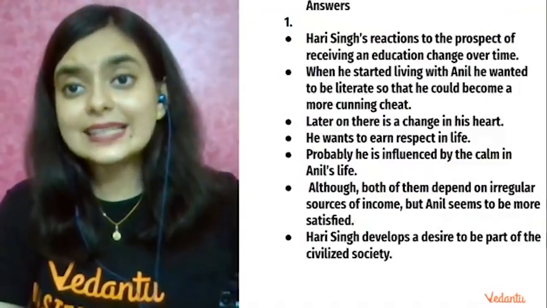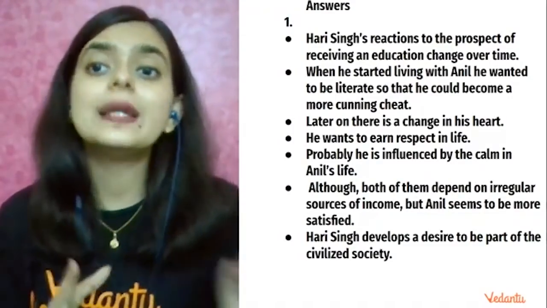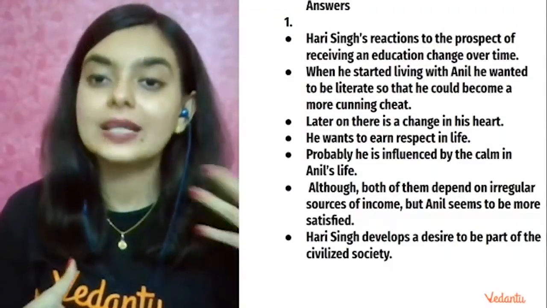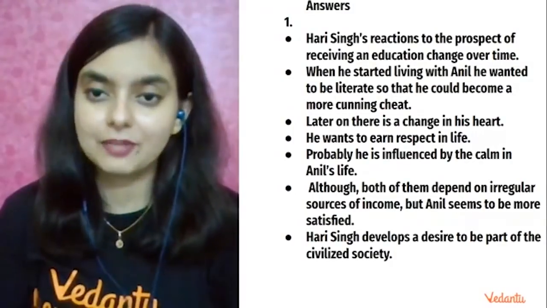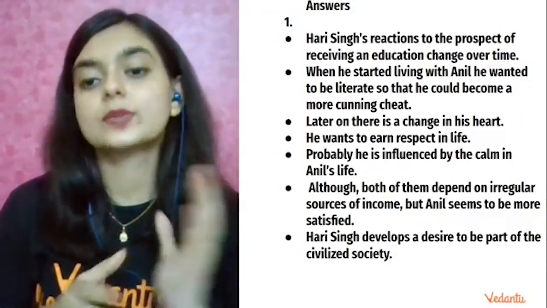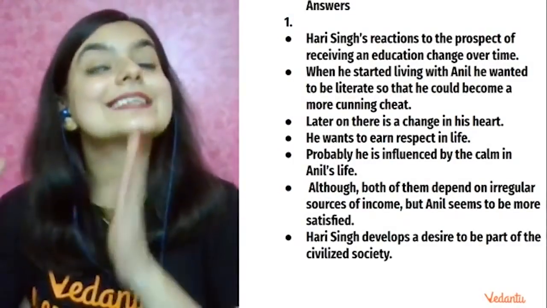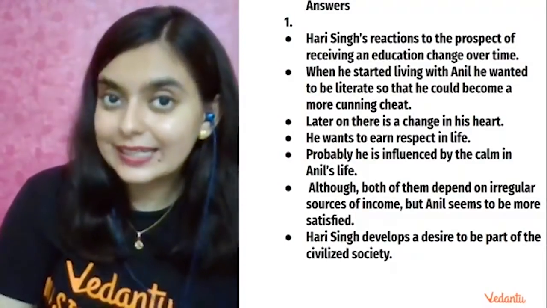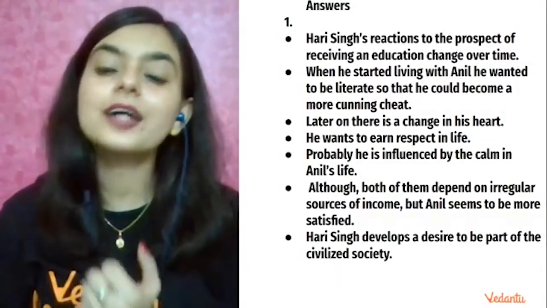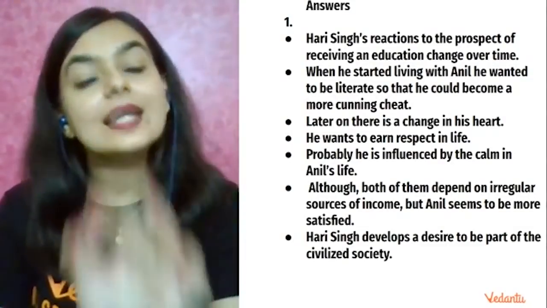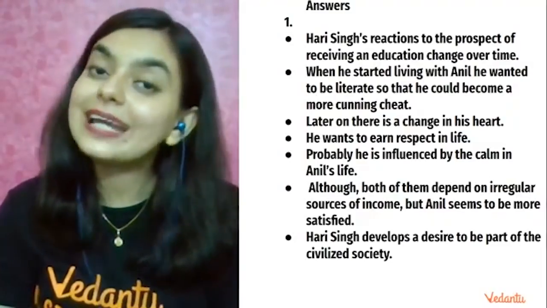Hari Singh's reaction to the prospect of receiving an education changes over time. When he started living with Anil, he wanted to be literate, right? And that is what actually made a change in his heart. Probably he is influenced by the simplicity and calmness of Anil's life. Although both of them depended on regular sources of income, Anil seems to be more satisfied. And why is that satisfaction? Because he is earning his living honestly as opposed to Hari, right? So Hari Singh develops a desire to be a part of the civilized society, and Anil was a responsible member of the society, and therefore he took the responsibility of fulfilling this desire of Hari Singh.